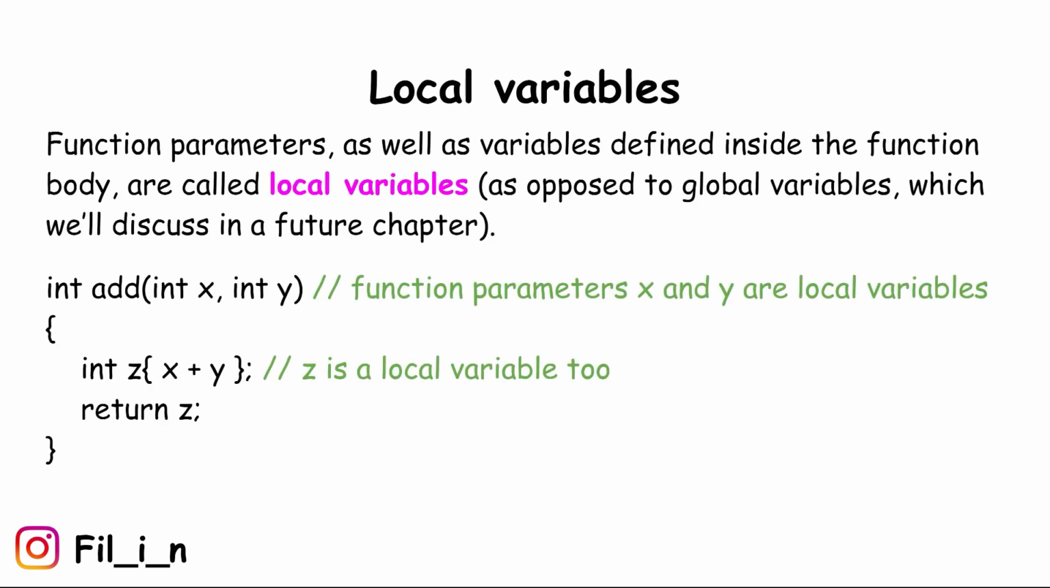Return 0. Function parameters, as well as variables defined inside the function body, are called local variables, as opposed to global variables, which we'll discuss in a future chapter. int add(int x, int y), function parameters x and y are local variables. int z = x + y, z is a local variable too.